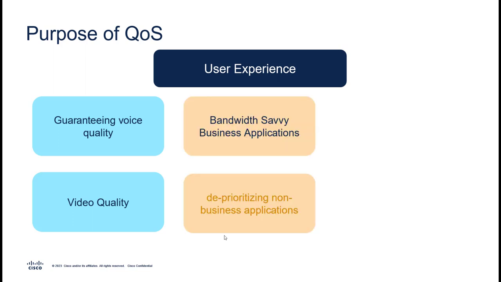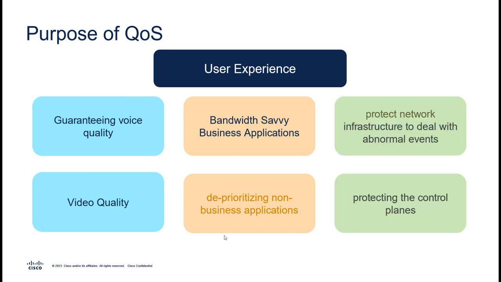Apart from the voice and video, you also want to ensure that certain business critical traffic that traverses your system is prioritized when you compare it with your non-business critical applications like YouTube or Torrents, for example.